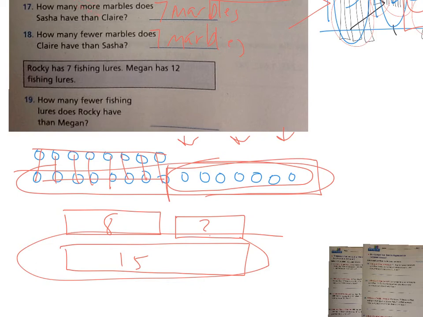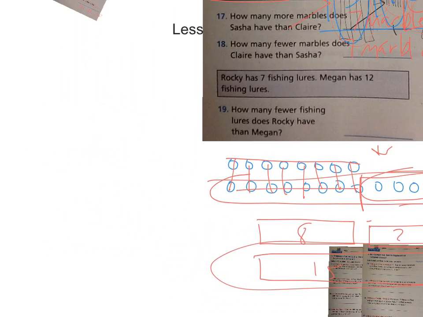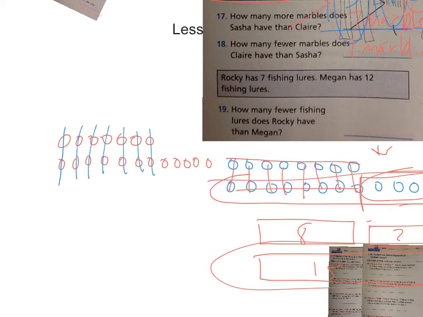Alright, so hopefully you looked at it and said, well, let's see. Rocky has 1, 2, 3, 4, 5, 6, 7 fishing lures. Megan has 12. 1, 2, 3, 4, 5, 6, 7, 8, 9, 10, 11, 12. Okay, these cancel out, and that leaves 5 left over. So 5 lures.